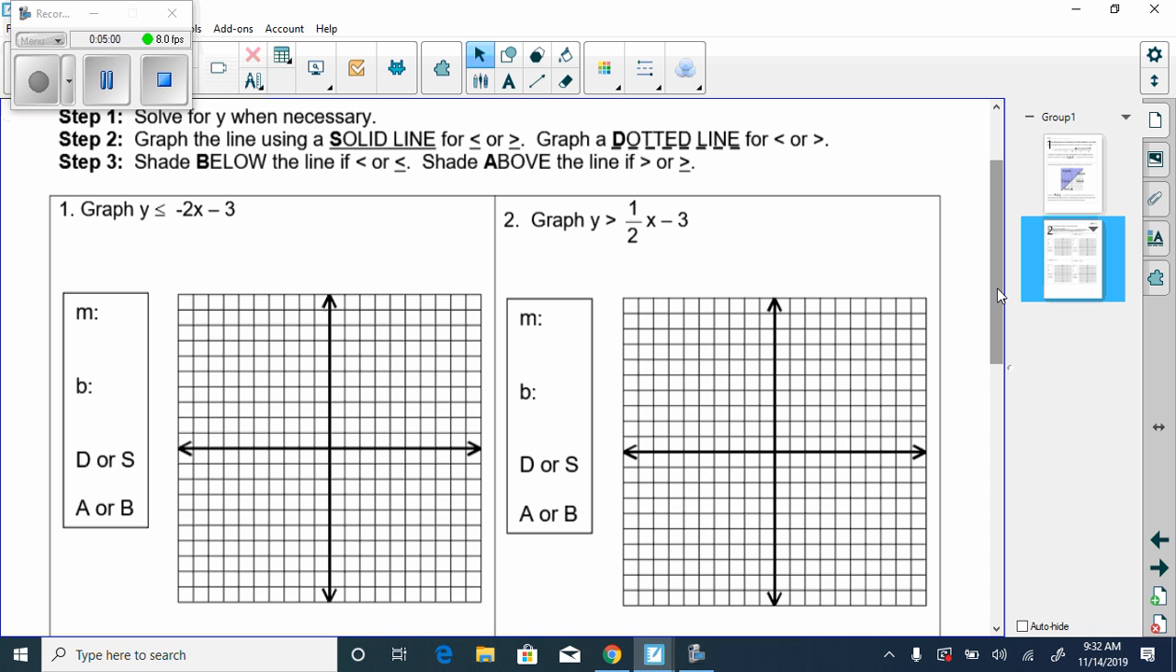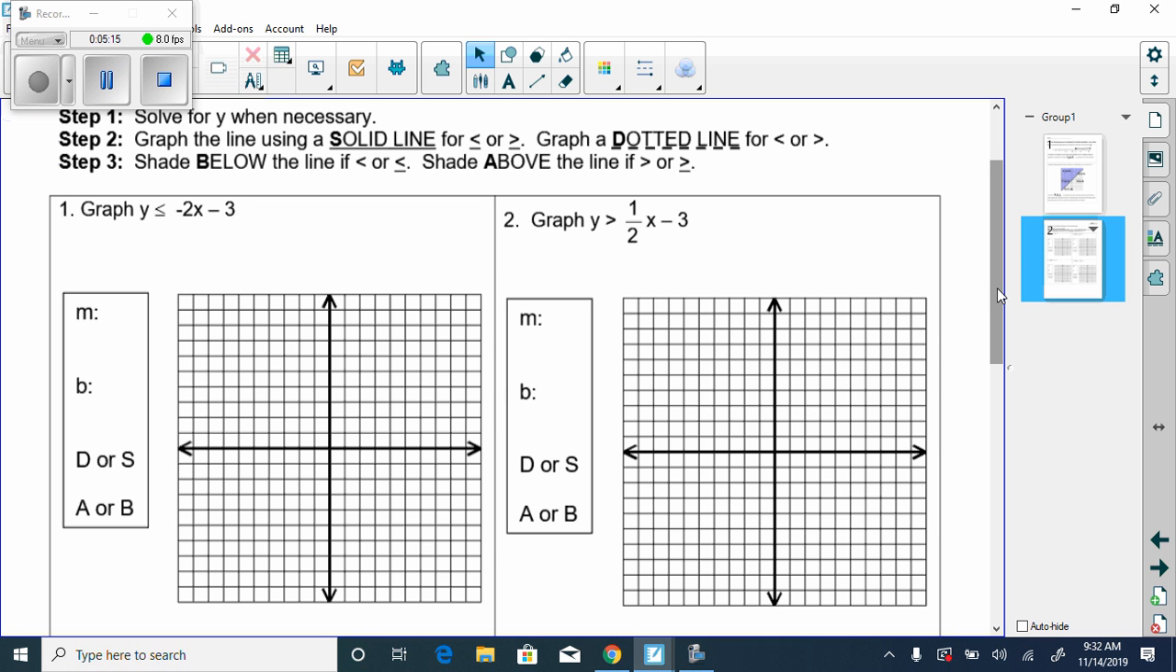Or graph it using a dotted line if there is no equal to sign. So our line's going to be dotted if there's no equal to, solid if there is equal to. So let's go ahead and graph this first equation.